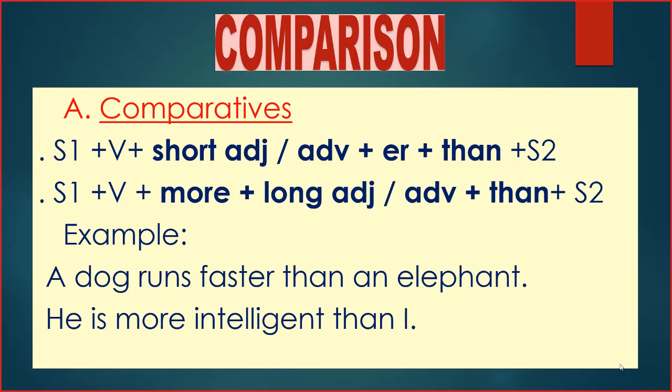Ở ví dụ thứ nhất, fast là tính từ ngắn có một âm tiết, các em sẽ thêm ER và than, faster than. Ở ví dụ thứ hai, intelligent là tính từ có 4 âm tiết, chúng ta sẽ thêm more ở đằng trước và than ở đằng sau. More intelligent than. You pause the video and write down on your notebook.